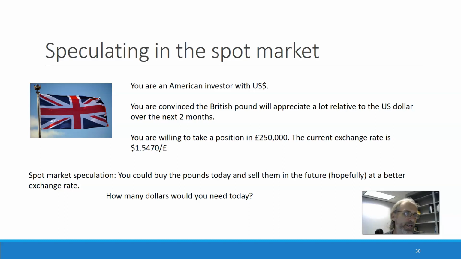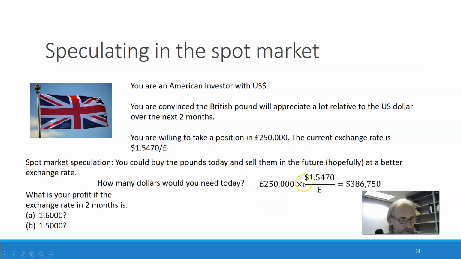The example is set up to show you the difference between speculating with dollars and speculating with the futures markets. So the first case is the spot market, meaning you just go out and buy the pounds today, and then in the future you're going to use them to buy dollars, which you think they'll buy a lot more of. Okay, so you're going to buy those today. How many dollars will you need? Well, you've got 250,000 pounds that you're willing to speculate in. Each pound costs 1.5470. So you need to invest $386,750 today. That's how much you would have to spend in dollars today to buy those pounds.